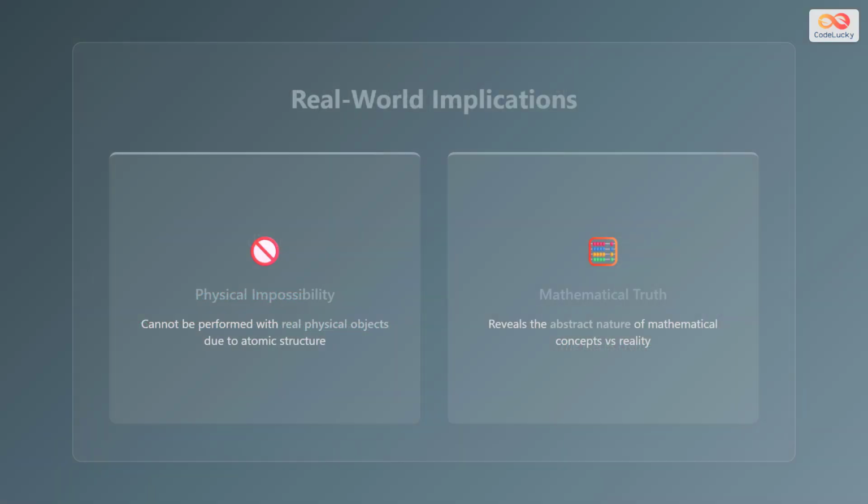What are the real-world implications of this paradox? Well, it's important to note that it cannot be performed with real physical objects due to their atomic structure. However, it reveals the abstract nature of mathematical concepts versus reality. It shows us that math isn't always about what we can physically do, but about what's logically possible within a set of rules.